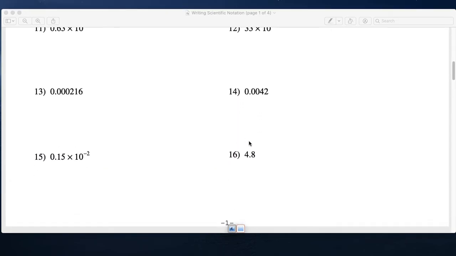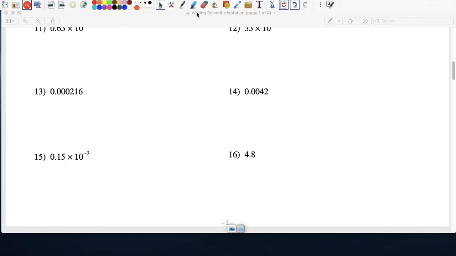Okay, so this is already, well, at least 4.8 is already in the format that we want. So we're going to just write times 10 to the 0 power. We didn't move the decimal anywhere, and 10 to the 0 power is just 1, and 1 times 4.8 is 4.8, so we're good.